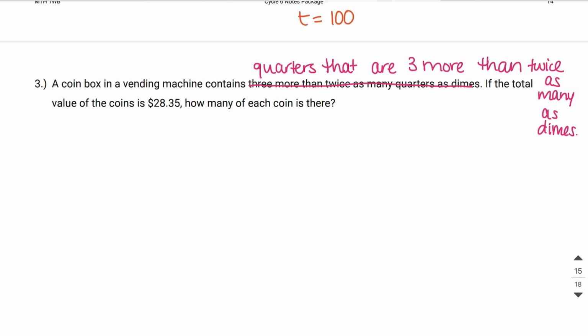All right, in our next question, it says a coin box in a vending machine contains quarters that are 3 more than twice as many as dimes.